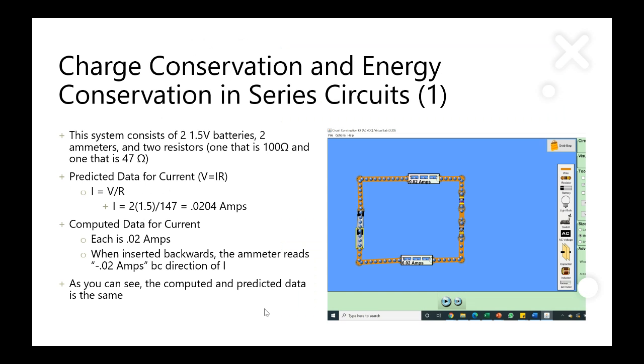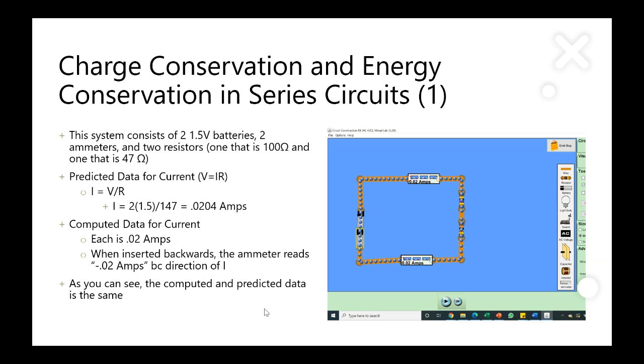The first part of this lab focused on charge conservation and energy conservation in series circuits. This initial system consisted of two 1.5 volt batteries, two ammeters, and two resistors. To find the predicted data for the current, I manipulated the equation V equals IR to find current and found that it predicted 0.02 amps in the system.